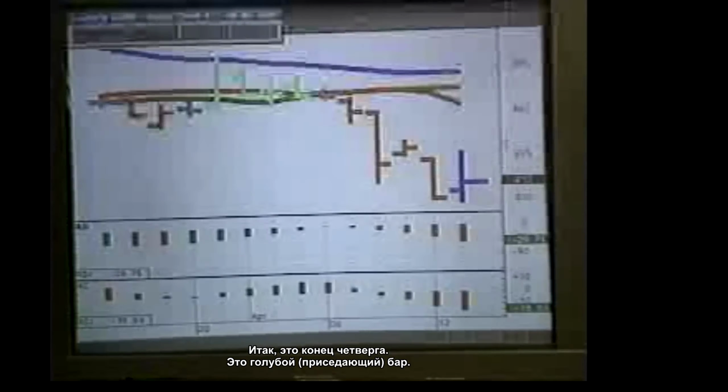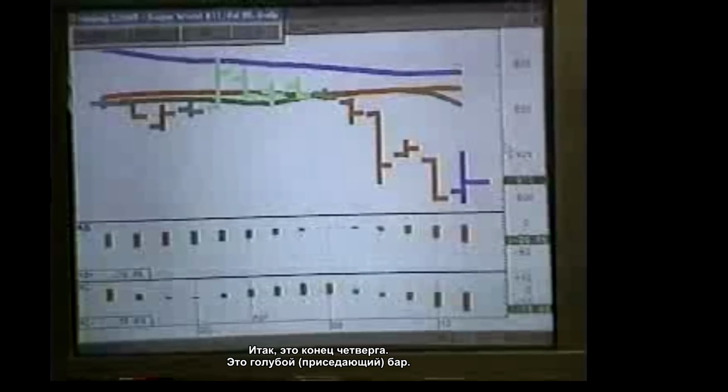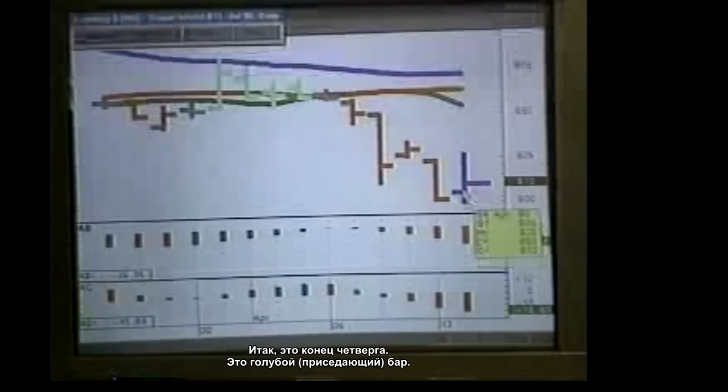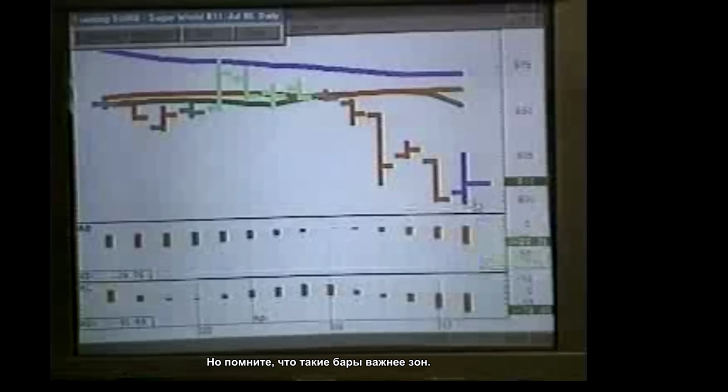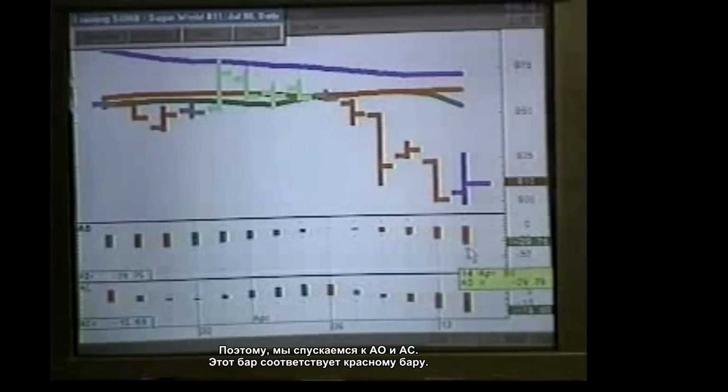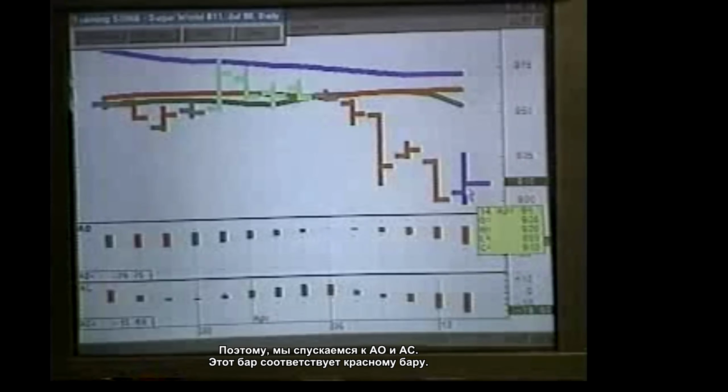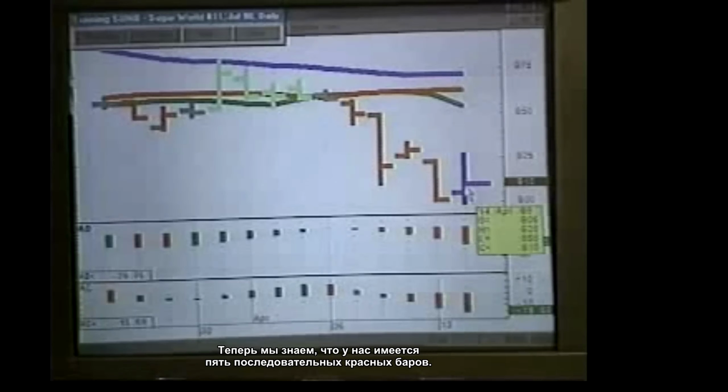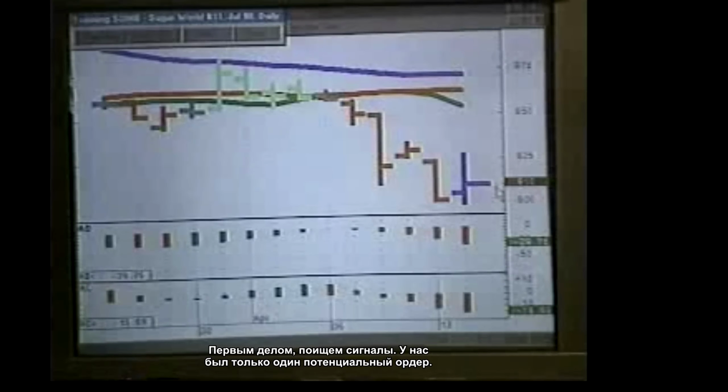Okay, so here we are. It is a close of Thursday for Friday. What we see, it's a blue bar, but remember, the squat overlays the zone. So if we come down to the AO and the AC, that is a red bar. So we know we have 5 consecutive red bars. But let's go ahead and look for signals first.